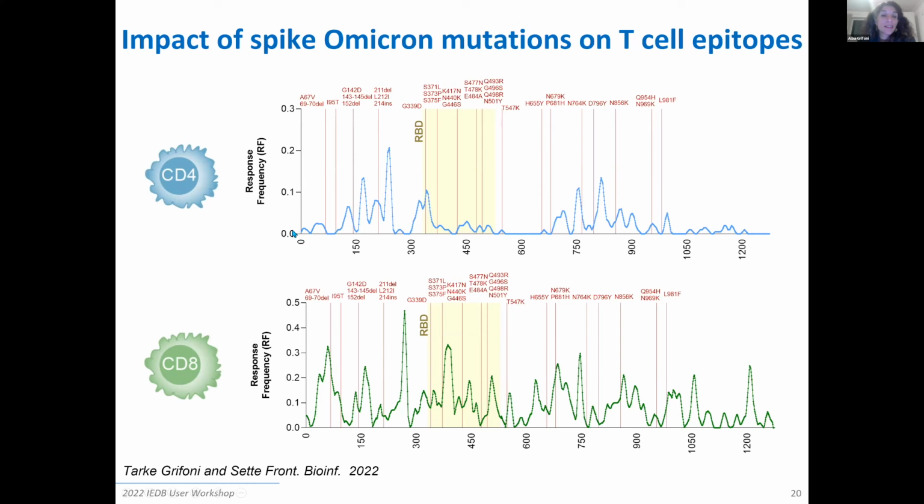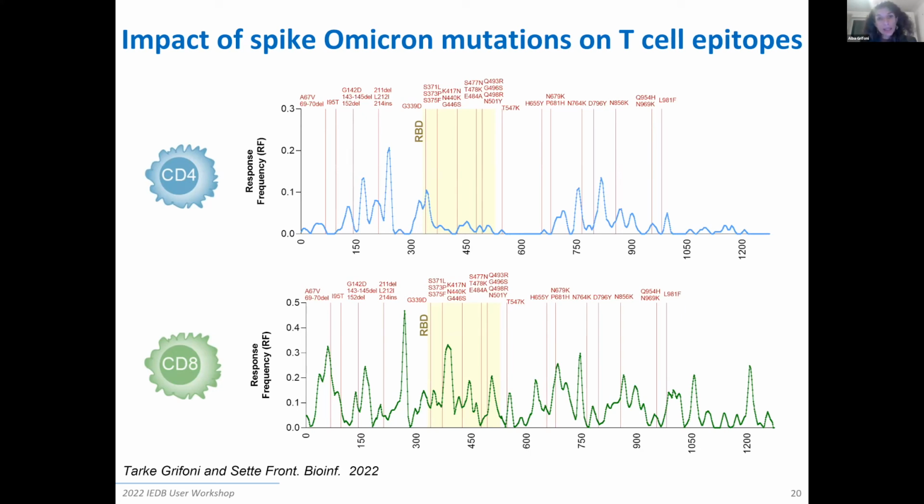And so the response is not uniform. You have some very high peaks that are considered to be immunodominant, followed by other regions that are actually poorly recognized. You can also appreciate that the pattern might not be exactly overlapping between the CD4 and CD8 T cell response, and that makes sense because, of course, the response is dictated by different class 1 or class 2 molecules.